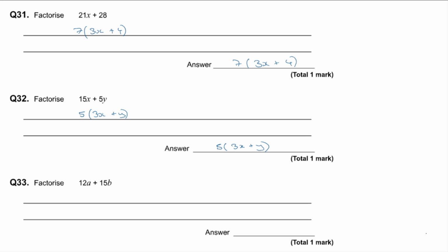33, factorize 12a plus 15b. Well, the a's and b's are not common, are they? But 12 and 15 are both in the 3 times table. So let's take 3 out of them. So 3 out of 12a is going to leave 4a. 3 out of 15b is going to leave 5b. So that's 3 lots of 4a plus 5b.